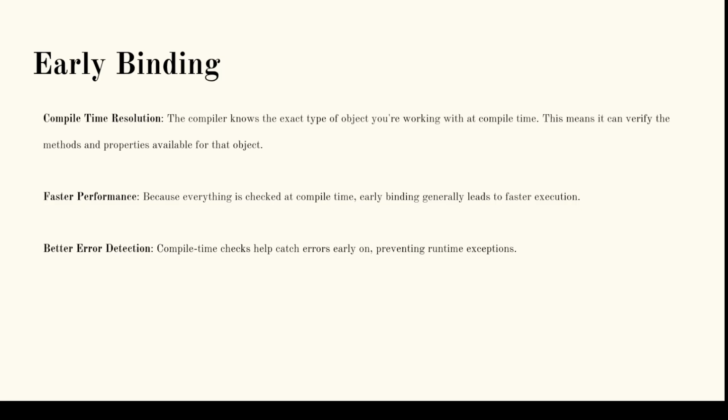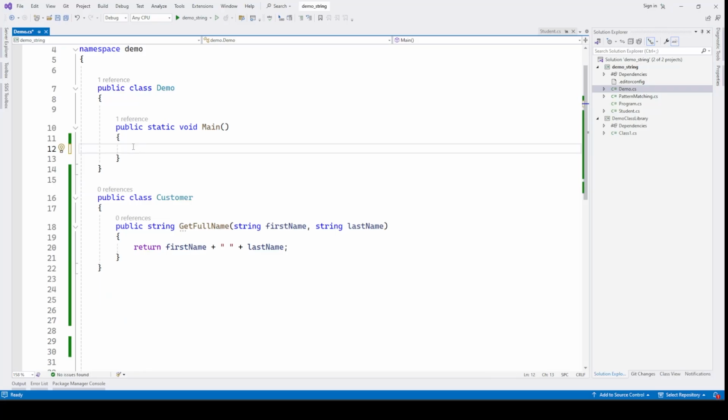Let's first go to Visual Studio and understand what we mean when we say early binding. I have opened up my Visual Studio and I have created a very simple class with name customer. Customer class is having only one method, that is get full name. Get full name expects two parameters, first name and last name, and it will concatenate those first name and last name and return the full name of the customer.